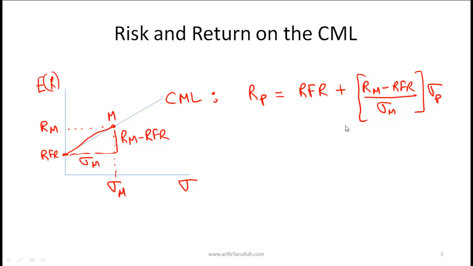So this actually is exactly what we saw in the last lecture on the CAL, and essentially, since CAL and CML are more or less similar, we have the same equation. Notice that as the riskiness of a portfolio increases, so riskiness goes up as we move right on this axis, then the expected return also goes up. So not surprisingly, there is a positive relationship between risk and return.